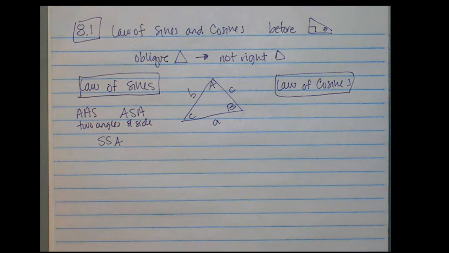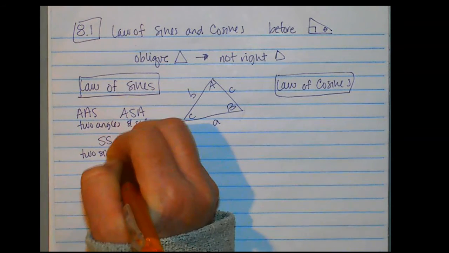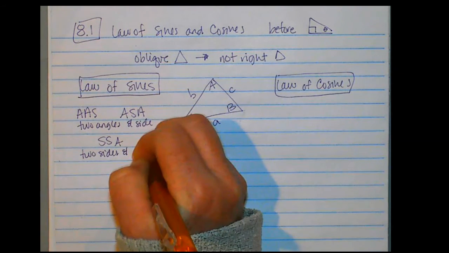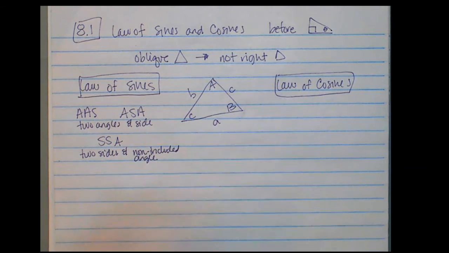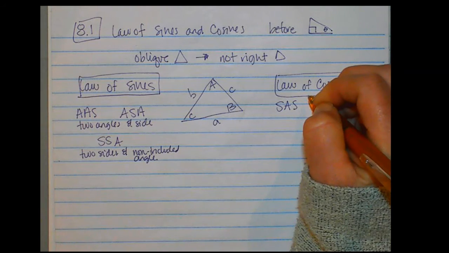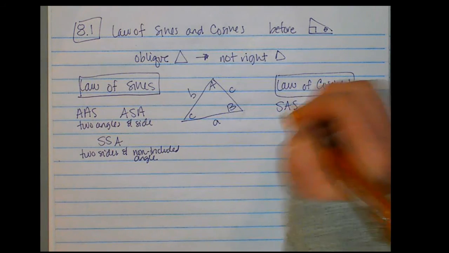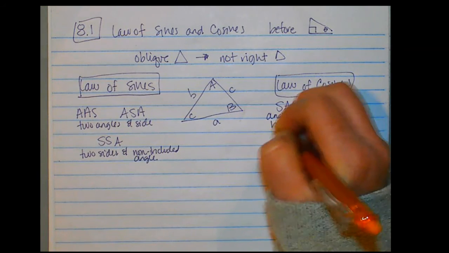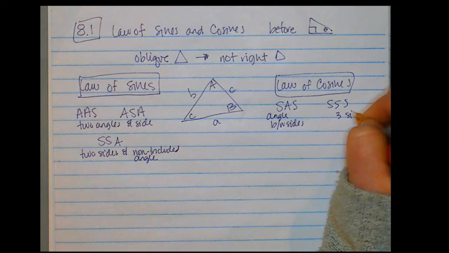So two sides and a non-included angle. Side, side, angle. And then over here we have side, angle, side, and side, side, side. This one's an angle between the sides, just like it looks, and this is three sides.